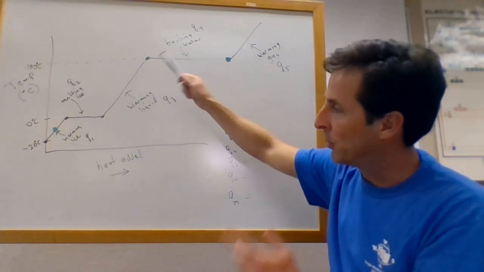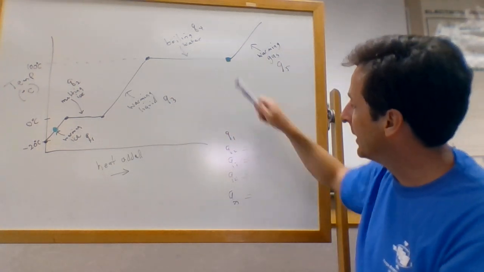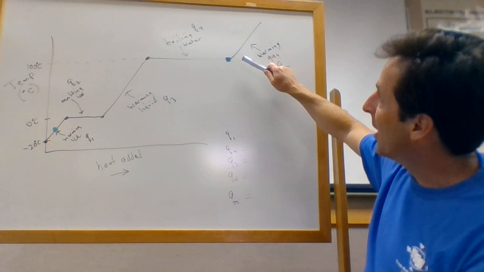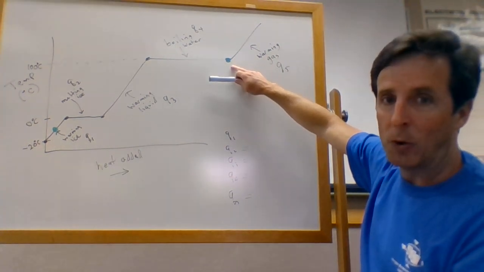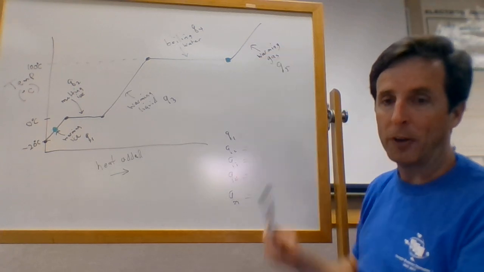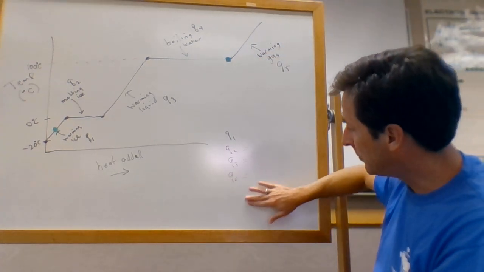Q3 is warming it up to 100. I will do that step. And then Q4 is the boiling. I'll do that step, it's Q4. But then I do not need to do any Q5 because my problem stops right here, so I don't need to go past that point. So I only have to do 4 steps here. So I'm going to get rid of Q5.